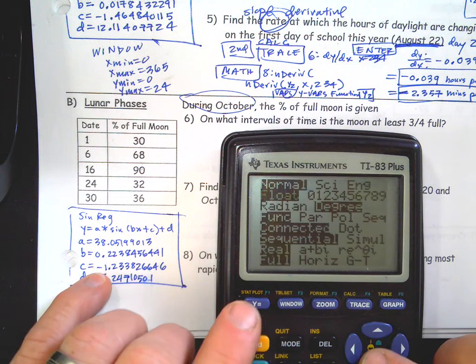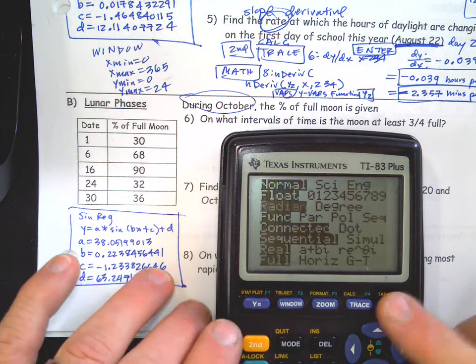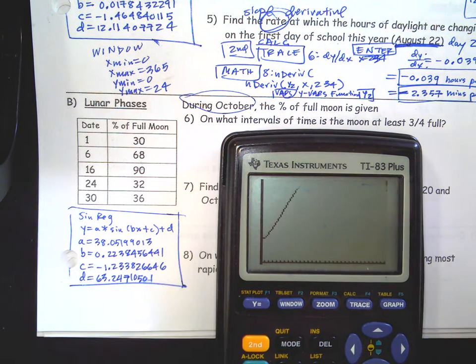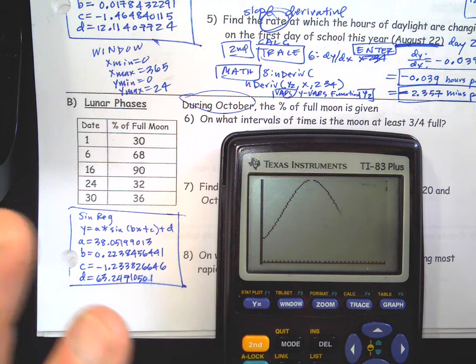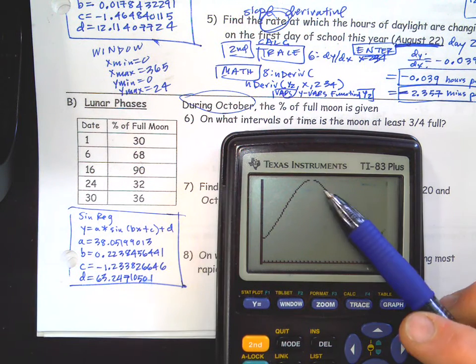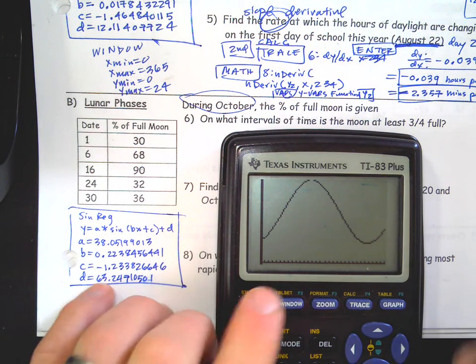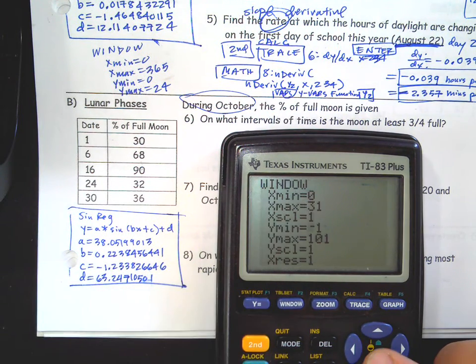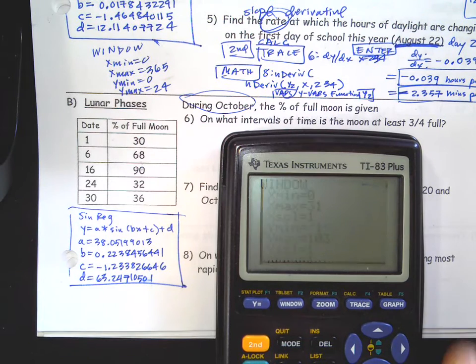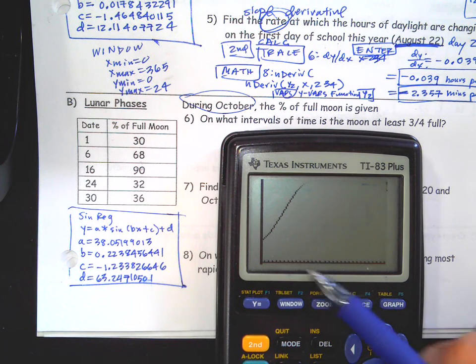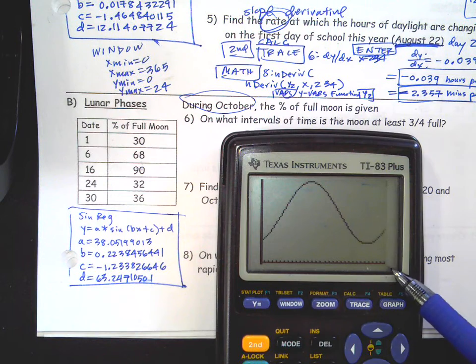Go back to mode, change to radian. You don't have to do anything else. Your sine regression equation was created for radians. In fact, it looks like it even goes over 100%. So I'm going to make my window a little bigger, 103. And I like to see the x and y axis, so that's why I put it at -1, but 0 to 31. So there you go.